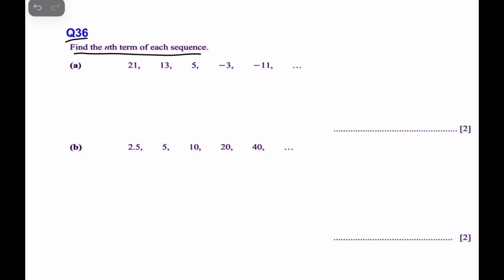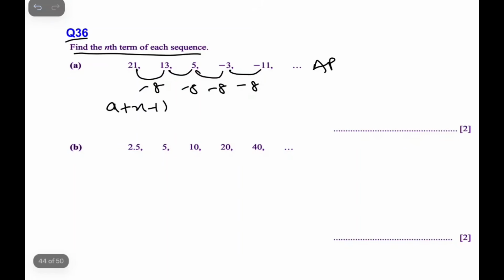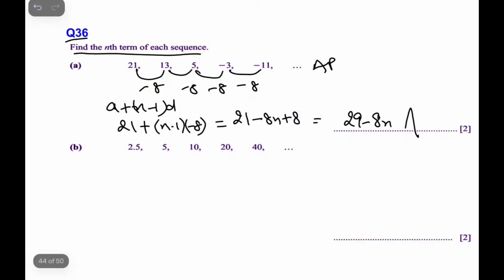Question number 36, find the nth term of each sequence. Now we find the difference. This is minus 8, minus 8, minus 8 and minus 8. So this is an AP. So a plus (n minus 1)d, 21 plus, the common difference is minus 8. So it will be 21 minus 8n plus 8. So nth term will be 29 minus 8n.